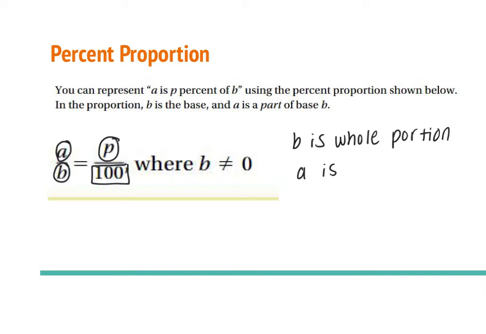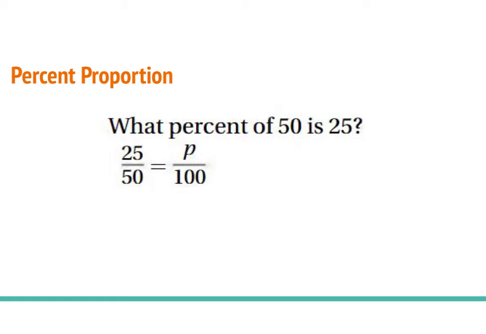B is whole portion. A is part of the portion. All right, so a percent proportion.